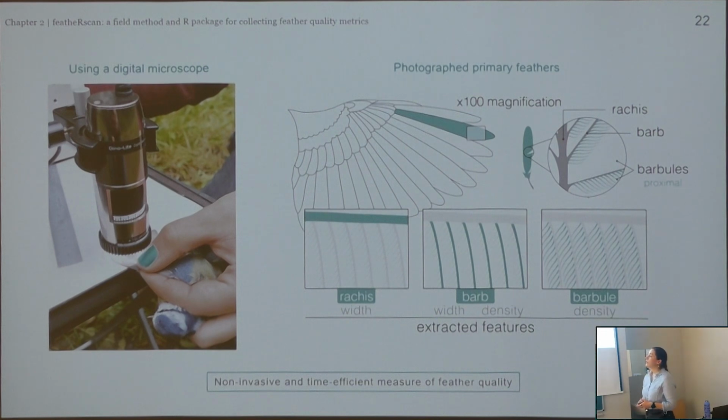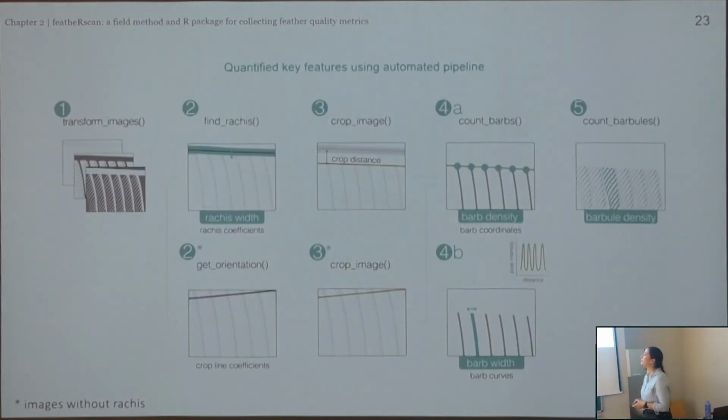And so this provided me with a non-invasive and time-efficient measure of feather quality, because as we were ringing the birds, I could just put them under the camera, take pictures, one, and it was done in no time. But then I had a backlog of images, and so I needed some way of analyzing these efficiently.